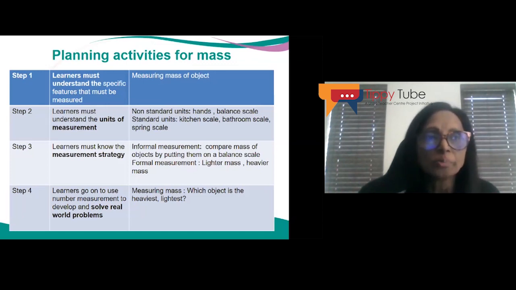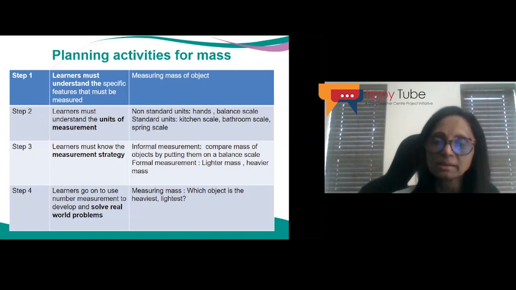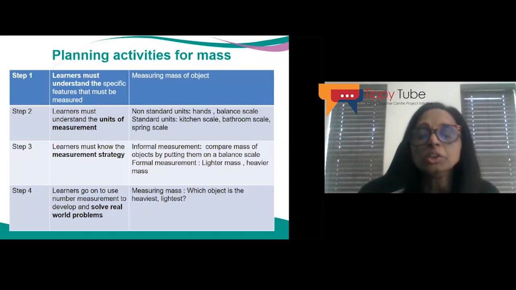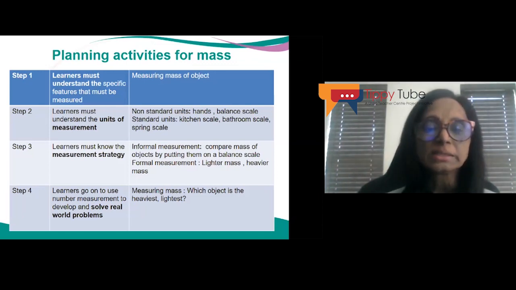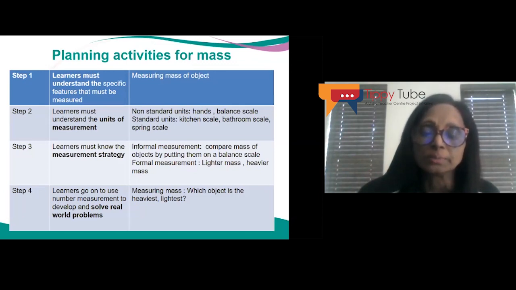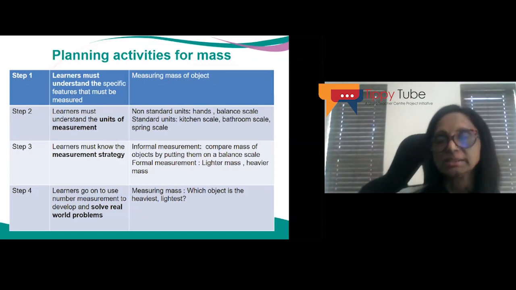And think of how the vendors sell goodies on the street. They don't have scales, but they would estimate, they would put them in bundles, or they would think of how they would sell nuts, for example, in little cans. They would fill up the can, and that is how they measure. Then you have formal measurement, where you find out what is lighter, the heavier mass, and so forth. Then step 4, learners go on to use number measurement to develop and solve real-world problems. Measuring mass, for example, which object is heaviest or lightest?